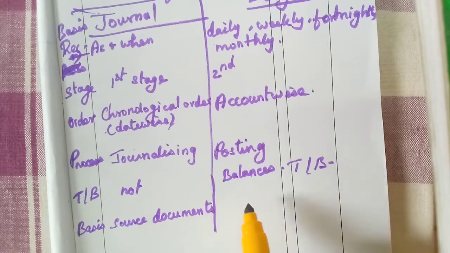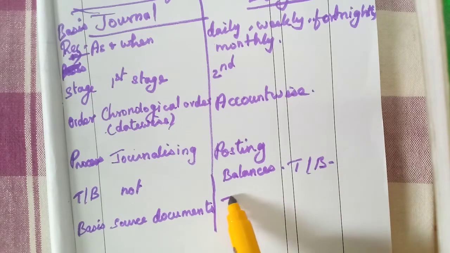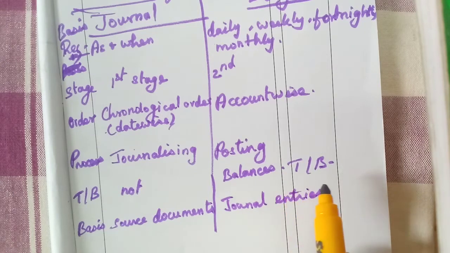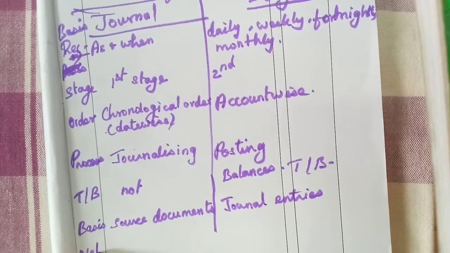But for posting in the ledger, what is the basis? Journal entries are the basis. Okay, journal entries are the basis for preparing ledger accounts. Okay, then the last one, net position. Net position of an account cannot be found out in the journal. Okay, cannot be found out. But net position can be found out from the ledger account. What is its effect? How much balance we have? So the net effect can be found out in the ledger account.